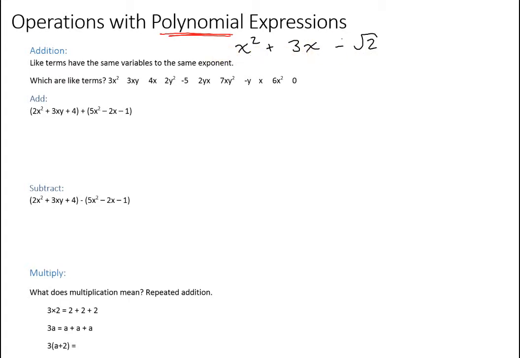polynomial. Any plain old number all by itself, like this root 2, it could be just a plain old 2, a 3, a 5, 1/2. This is called a constant term, or just a constant. A section of the polynomial that's separated from the other sections with plus or minus is called just a term. And within the term, there's a coefficient, the number part, and a variable.